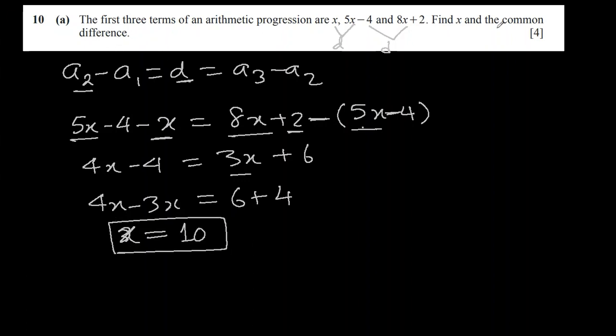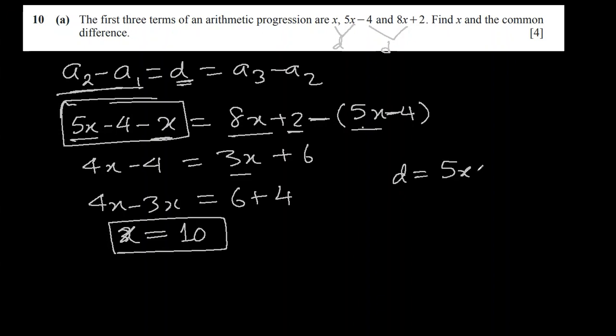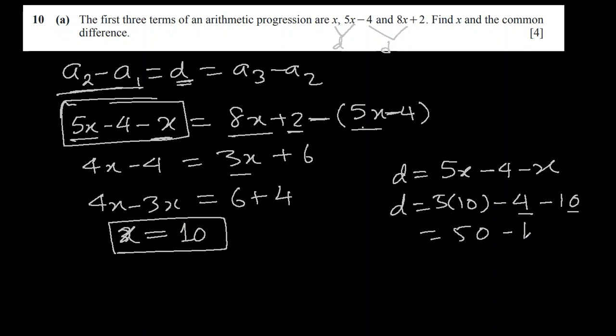But they're also asking common difference. So we can use one of the sides because we said a2 minus a1 is d. We can put the value of x in left side only and we'll get common difference d. So d will be 5x minus 4 minus x, and x is 10 for us. So d will be 5 times 10 minus 4 minus 10, which is 50 minus 4 and 10, 14. So d comes out to be 36.